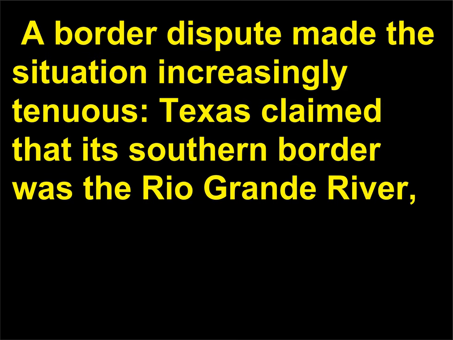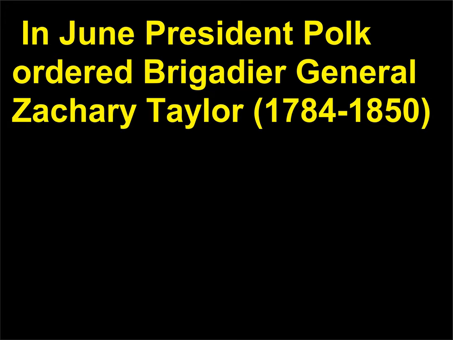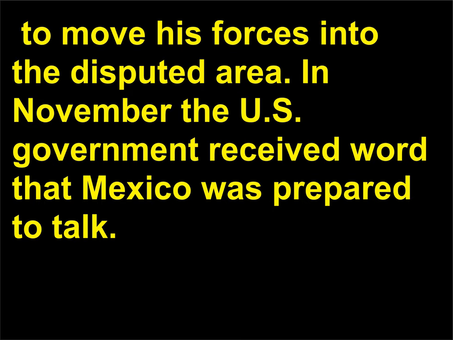A border dispute made the situation increasingly tenuous. Texas claimed that its southern border was the Rio Grande River, while Mexico insisted it was the Nueces River, situated farther north. In June, President Polk ordered Brigadier General Zachary Taylor, 1784-1850, to move his forces into the disputed area. In November, the U.S. government received word that Mexico was prepared to talk.